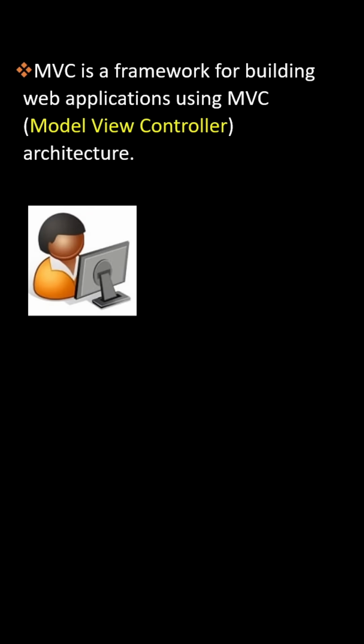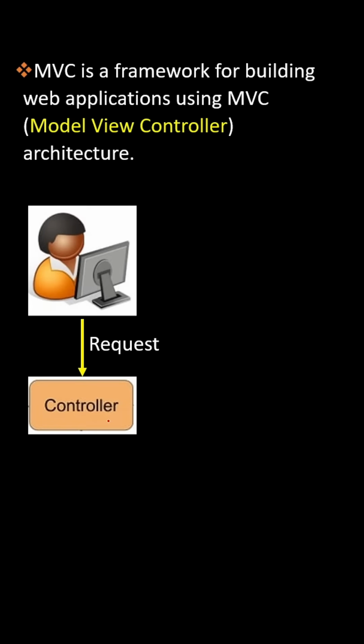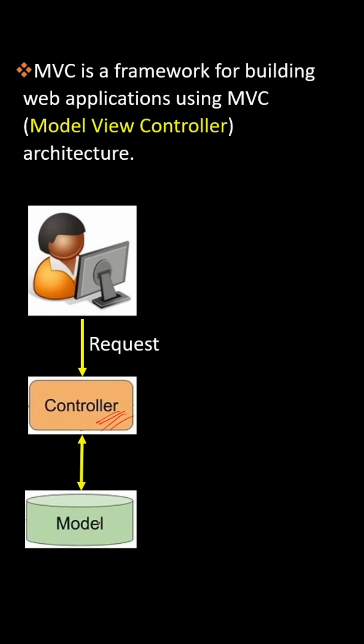Suppose we have a user hitting an MVC website. When he presses some button or requests some data, the first request will go to the controller, then the controller will invoke the model and get the data. Model is like the data here because the model is getting the data from the database.